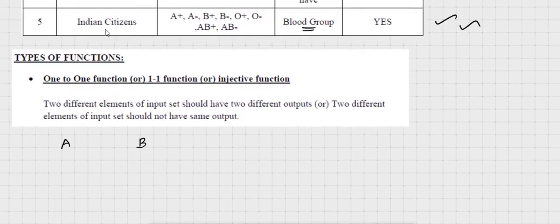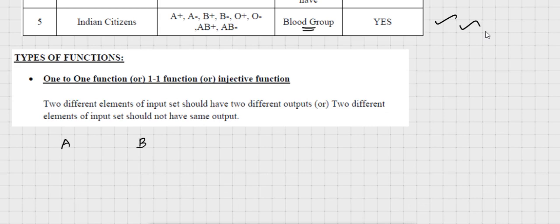See this example. This is an example of a function, right? This has Indian citizens as the input set and the blood group as the output set. This example is a function. Is this example a one-to-one function? Just check it out. What is the condition for the one-to-one function?